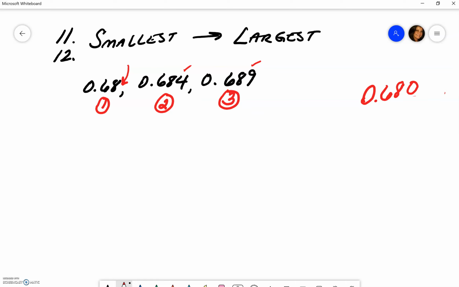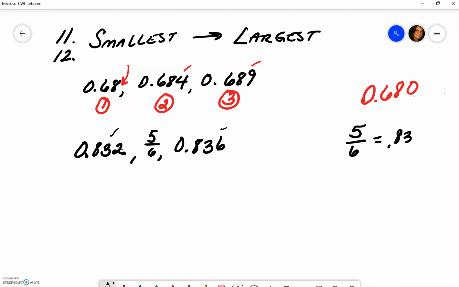Now number 12, it just gives you the same thing, but it just throws in a decimal or a fraction. So you have 0.832, the next one would be 5 over 6, and then the next one is 0.836. And we can already see that this one is smaller than that one. So we know that's first, but we need to just go over to the side and plug that into the calculator, and that's a 0.8333. So you can already see that it's already in order. This is going to be the smallest, then this is next in order, and then that's the largest.